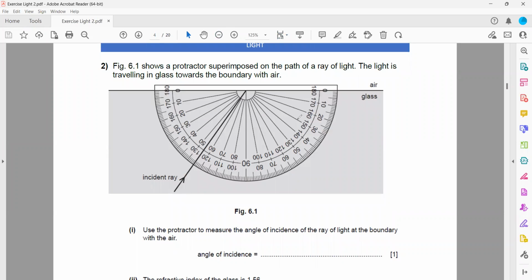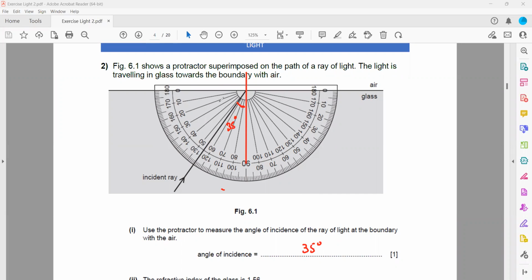First, we should draw a normal, because the angle of incidence is always measured from the normal. So this is the normal, and this angle is the angle of incidence. How much is this? What is the angle of incidence? So it's 125 minus 90, which equals 35. Or you can also measure, for example, from 90 to 80, it's 10, 20, 30, and then 35. So this angle is 35 degrees. So the angle of incidence equals 35.